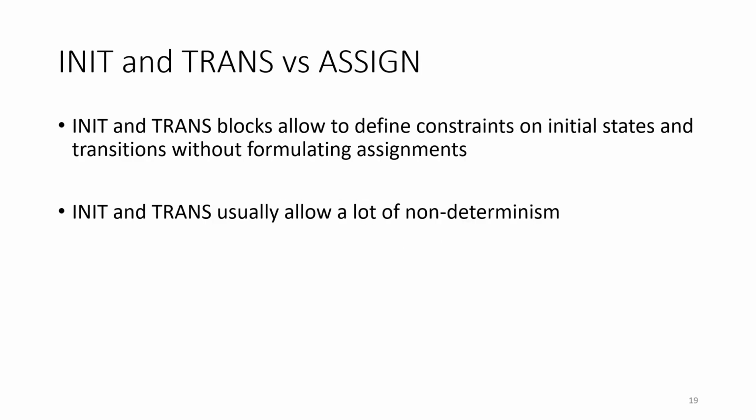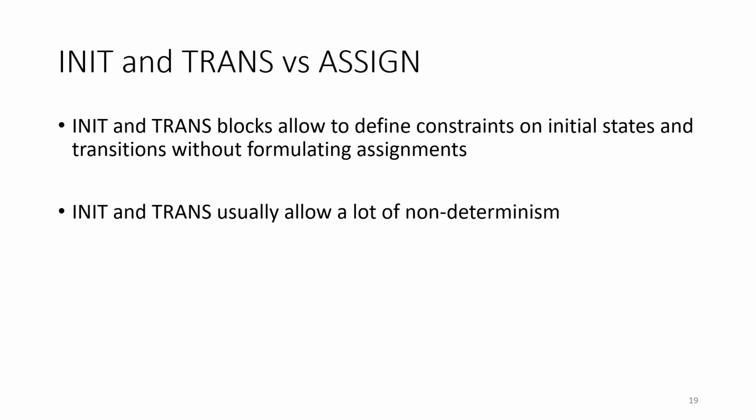Yeah, so that's where we have those init and trans blocks. And then we have the assign blocks. And the assign blocks are much more restricted in what you can assign. You could always say the next value of this will be something, either with a case distinction or not. And the init and trans blocks, you just define constraints on these initial states or on the next states, without really formulating assignments. So not like in a programming language, where you would always formulate assignments. You say this variable is updated to that value, right?